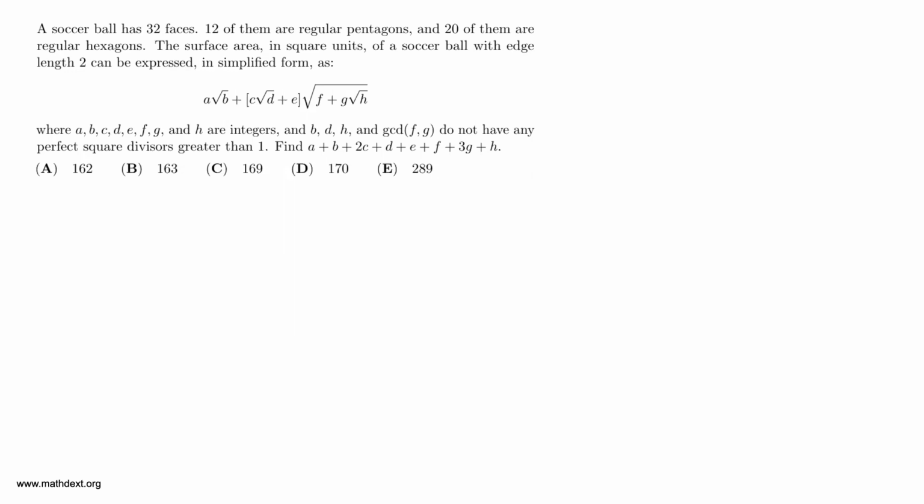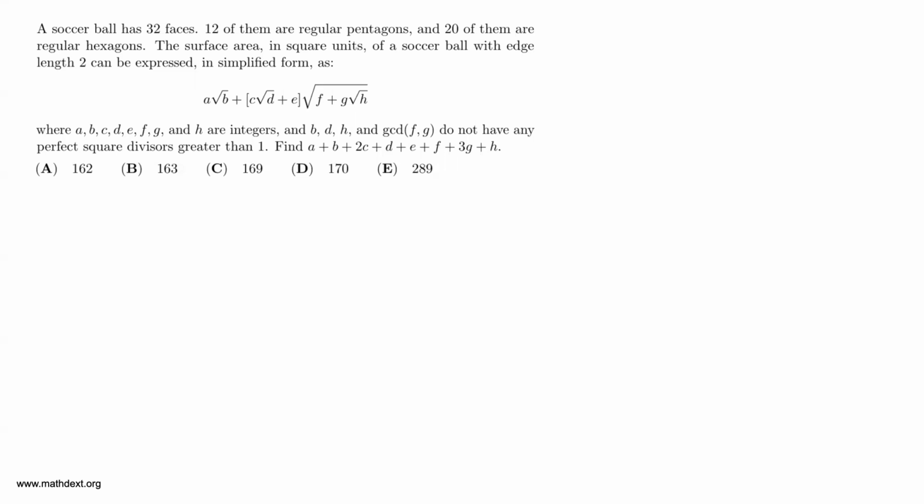as a squared of b plus the quantity c root d plus e square root of the quantity f plus g root h, where a, b, c, d, e, f, g, and h are integers, and b, d, h, and the greatest common divisor of f and g do not have any perfect square divisors greater than 1. Find a plus b plus 2c plus d plus e plus f plus 3g plus h.